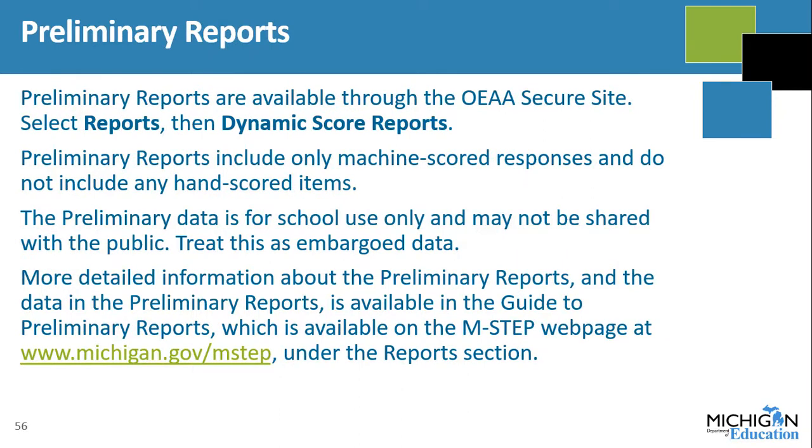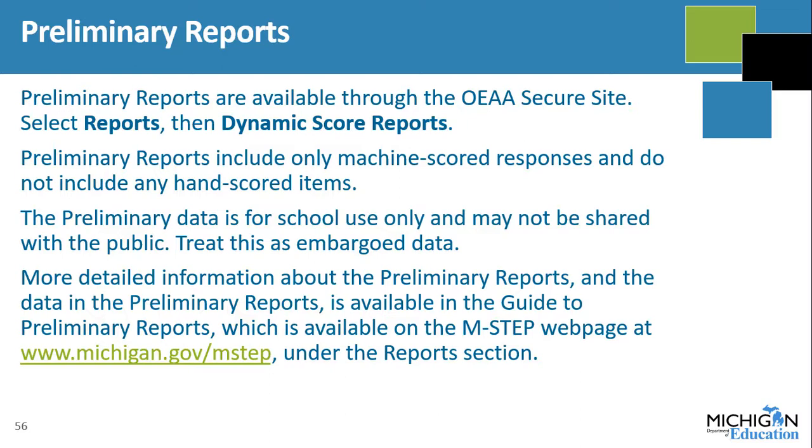The preliminary reports are available within 48 hours of the student submitting the test and will remain available until final reports are released. They are accessed through the secure site by selecting the Reports dropdown and then selecting Dynamic Score Reports. The preliminary reports include only machine-scored items. They do not include any hand-scored items.